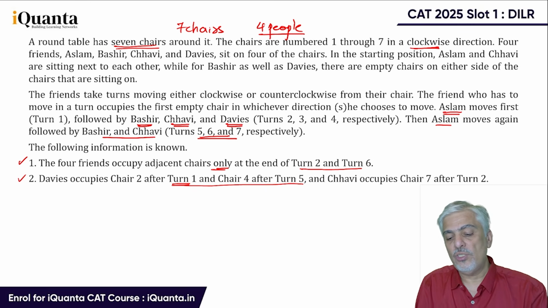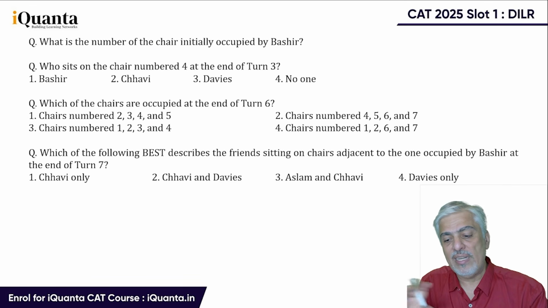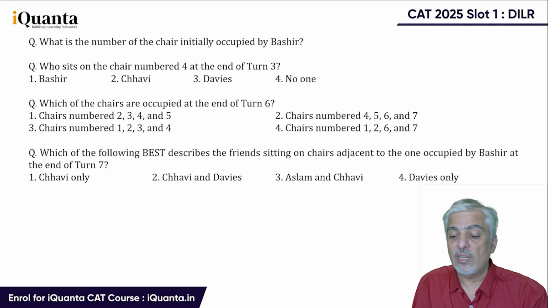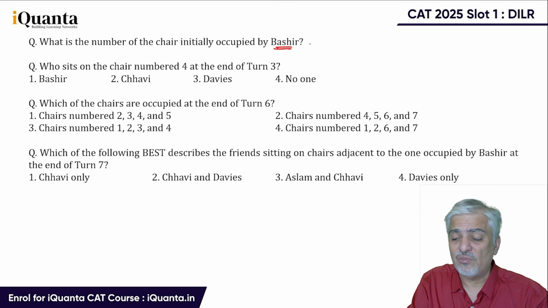Now, pay attention to these two statements very carefully, and based on that, we will be doing the main arrangement. So, first question: what are the number of chairs initially occupied? What is the number of the chair initially occupied by Bashir? This was a very, very, very easy question. Where is Bashir initially?